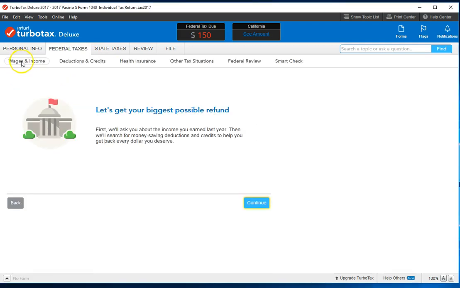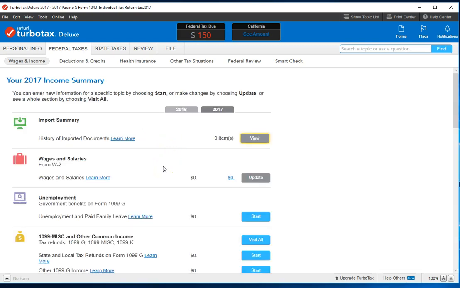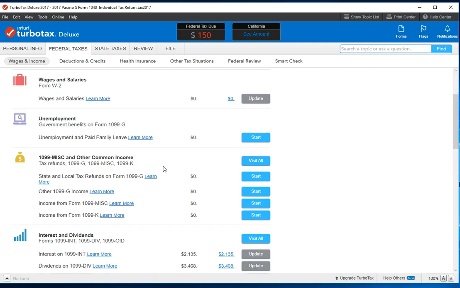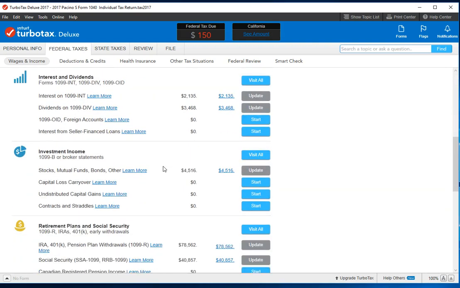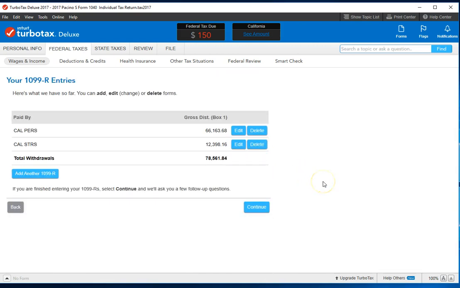If we go into the wages and income section, we have a category called retirement plans and Social Security. So we're going to put in the retirement plan information first. This is for IRA distributions, 401k distributions, or pension plan withdrawals. So let's take a look.